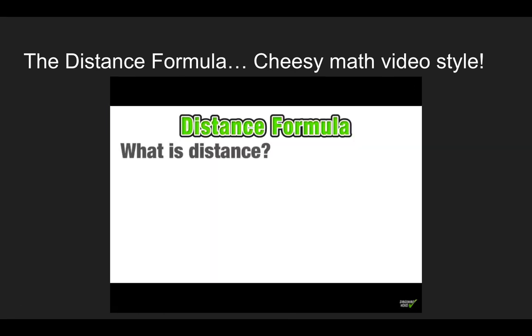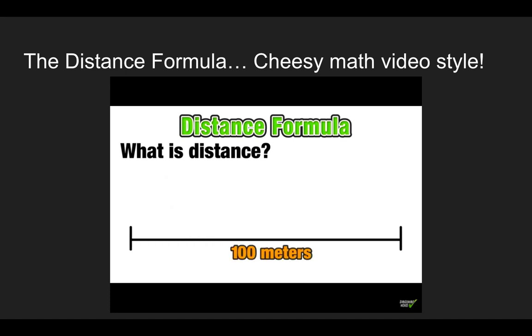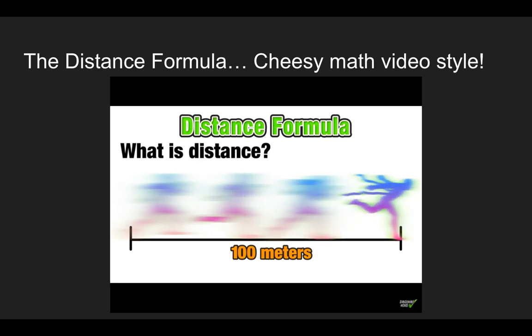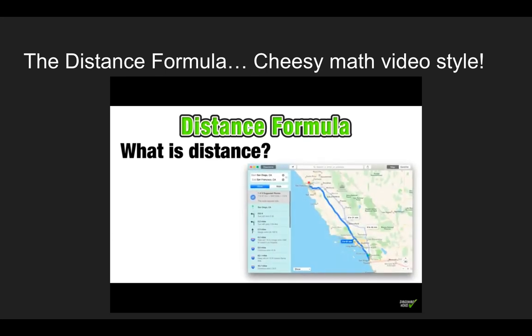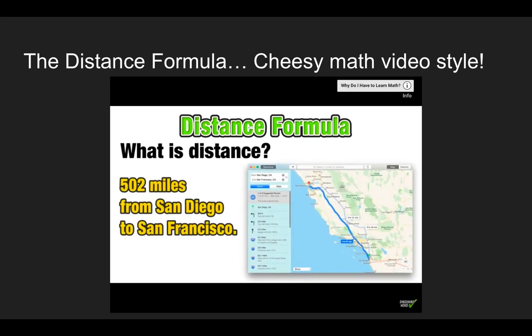Let's start off our lesson on the distance formula by asking ourselves, what is distance? We can think of distance as a length between a starting point and an ending point, just like a starting line and finish line in a 100-meter dash. When we use the GPS, we're looking at distances between a starting point and an ending point. Just like the drive from San Diego to San Francisco would be a distance of 502 miles.